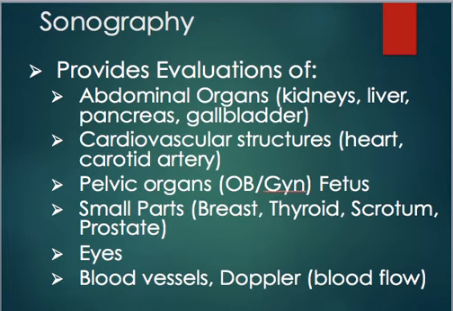So again, like I said, ultrasound provides evaluation of abdominal organs, so we can look at the kidneys, liver, pancreas, gallbladder. We can see those structures really well. Cardiovascular structures, heart, and the carotid artery. We'll get into the heart more when we talk about cardiovascular ultrasound in a few weeks. Sonography is also good at visualizing the pelvic organs and a fetus. We also use it to look at the breast, thyroid, scrotum, and prostate.